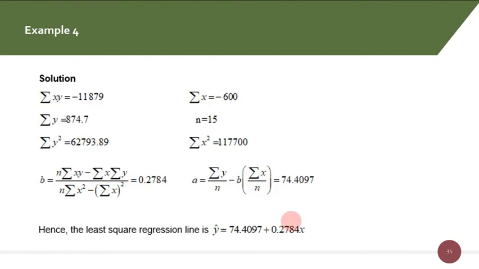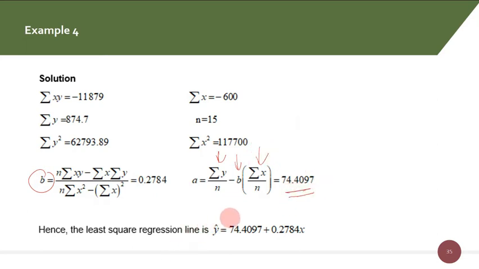Okay, you need to find all the information: summation of xy, summation of y, summation of x, summation of y squared, and total n. You have total data is 15, summation of x squared. So after you get all the values, just substitute in the formula. Okay, next, after you find this, you can find the value of a. This is the mean of y. Substitute your b, what you get here, and then mean of x, then you get all the value.